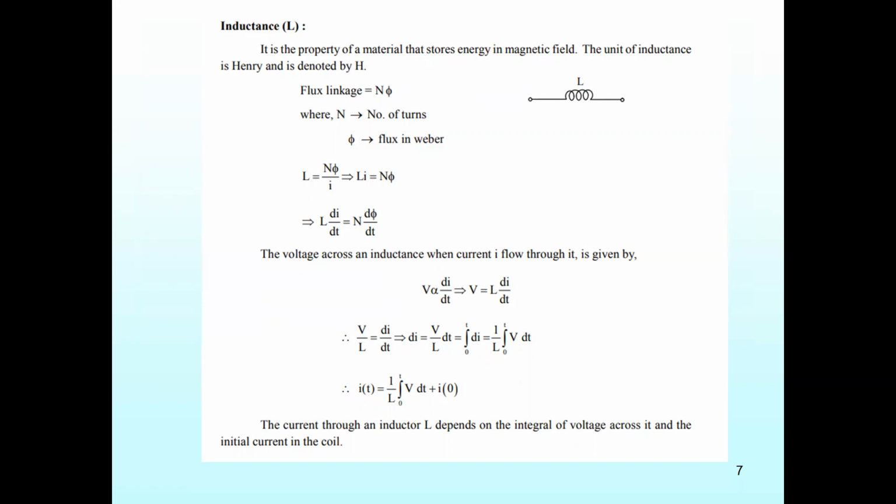And also the voltage across the inductor, V equals L into di by dt. Current in the inductor equals 1 by L integration of V into dt.